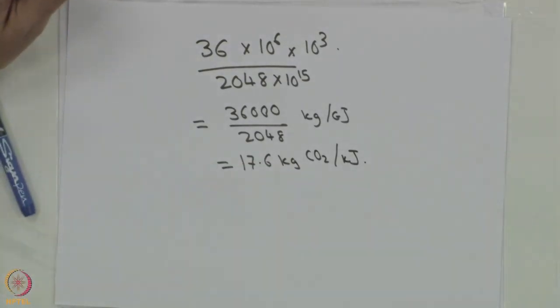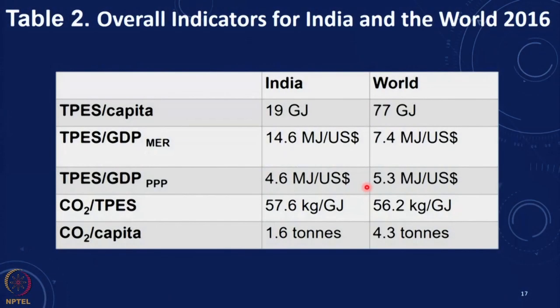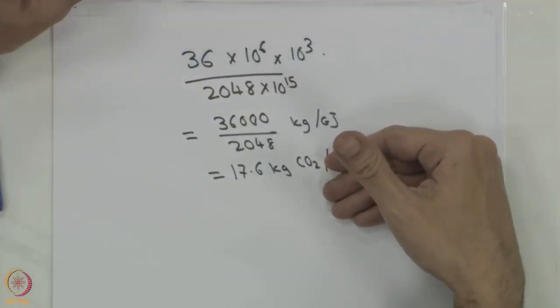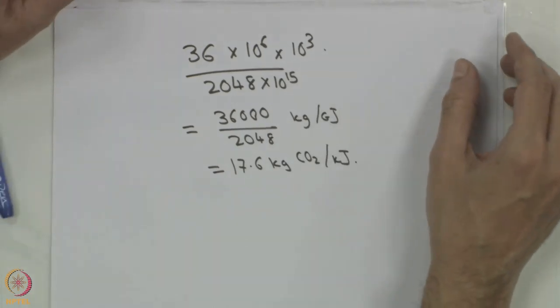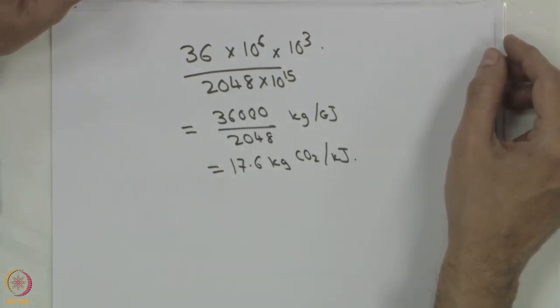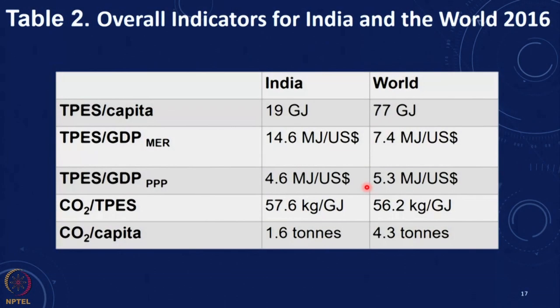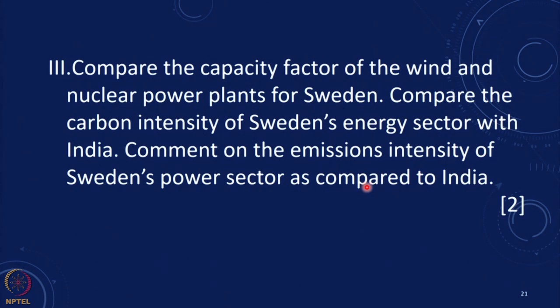Let's look at what the India numbers were. CO2 per primary energy for India and the world are almost the same. Sweden is lower than this. The reason is that in Sweden there is a significant share of renewables and hydro, and India is predominantly coal based, with the result that we expect the emissions intensity of Sweden's power sector to be significantly lower than that of India.